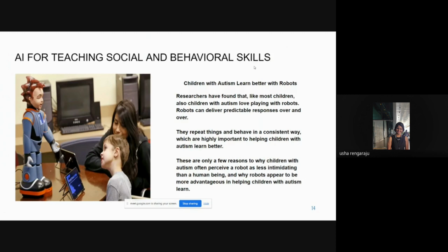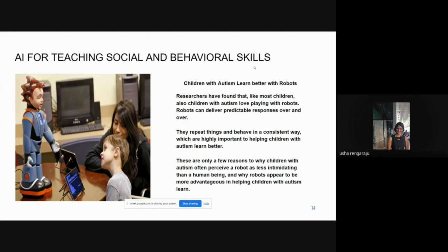So holistically, AI can be used for teaching social and behavioral skills to autistic people, and compared to humans teaching autistic people, robots are found to be much more efficient in teaching autistic people, because robots can say a certain thing for 300 times or 1,000 times and still not get tired of it. So robots are much more effective in teaching autistic people social and behavioral skills.